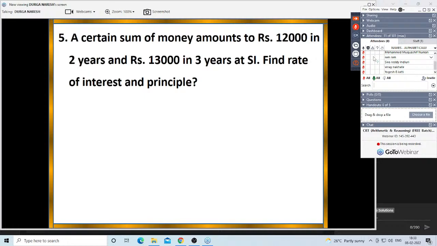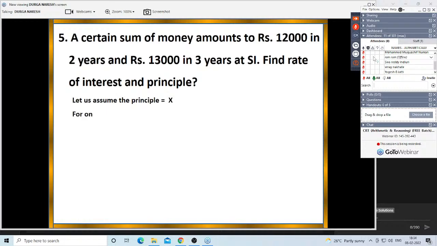So we don't know what the sum of money is, but the sum amounts to 12,000 in 2 years, and the same sum becomes 13,000 in 3 years. For a 1 year gap, 1000 rupees is the amount of increase. The extra amount is called interest. For the extra 1 year, we have to pay 1000 rupees extra. That extra money is called interest for 1 year. So the amount of simple interest is the same for every time period.